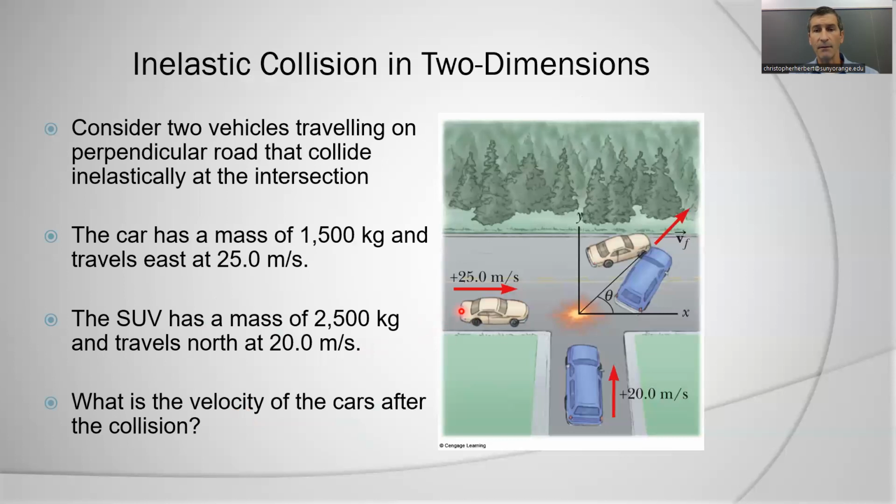In this case, we're going to have a very simple case. We have a car traveling in the x direction at 25 meters per second. We have an SUV traveling in the y direction at 20 meters per second. We've basically replaced east and west and north and south with x and y respectively. Now, the car has a mass of 1,500 kilograms, whereas the SUV has a mass of 2,500 kilograms.